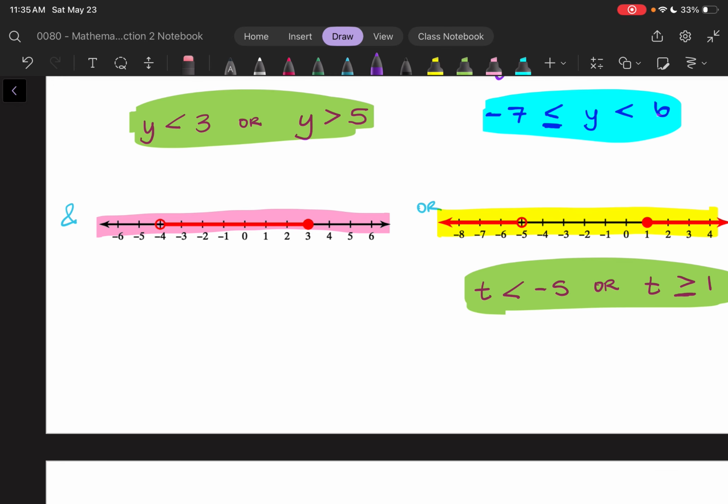Okay, welcome back. So, smallest value first. Variable in the middle. I'm going to use t. Biggest number of the endpoint last. Less than symbols in between. No "or equal to" for the -4 because it's an open circle. There will be an "or equal to" with the 3 because it is a closed circle. And that there is my final answer.